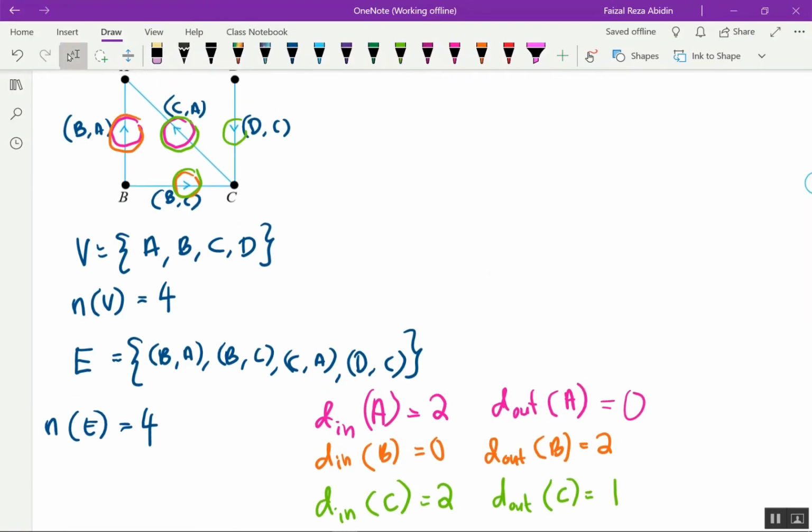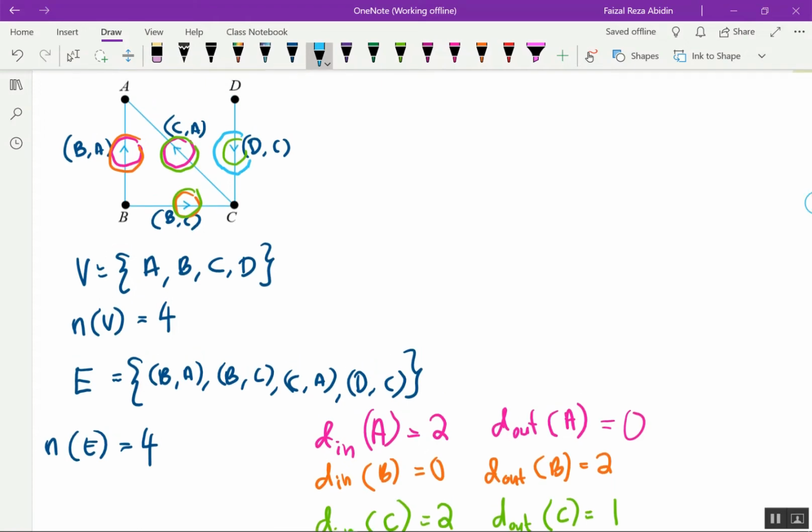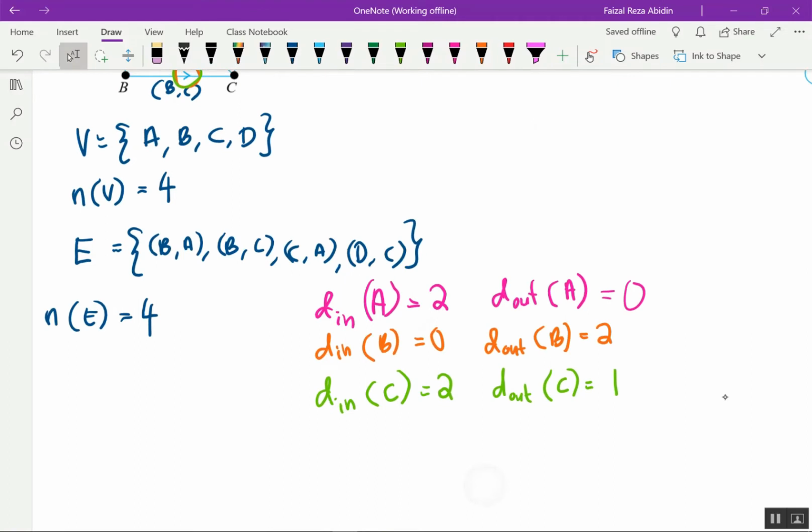If you look here for vertex D, there is only one direction given over here. It's out. Am I right? Is there any in for vertex D? None. So we just write down D in for D is 0. D out, degree out from vertex D, is 1. So now I want to sum up.